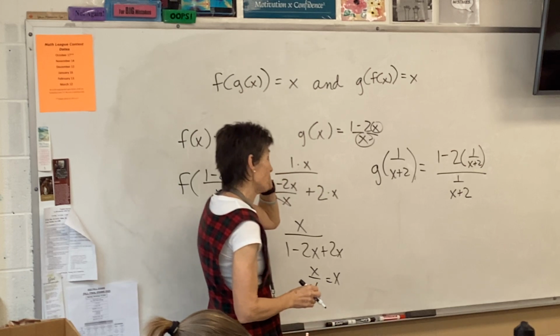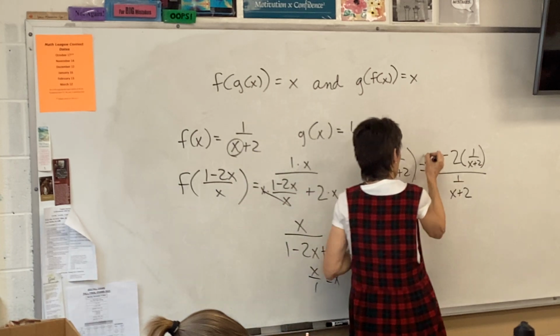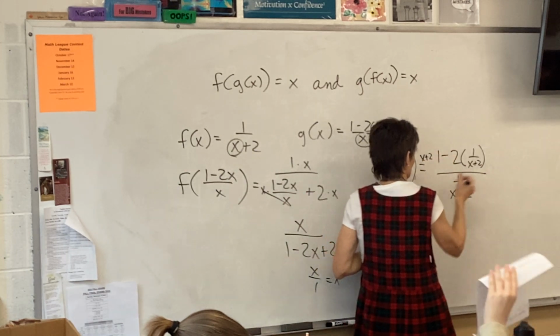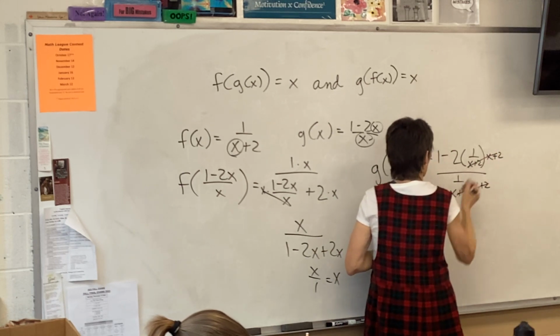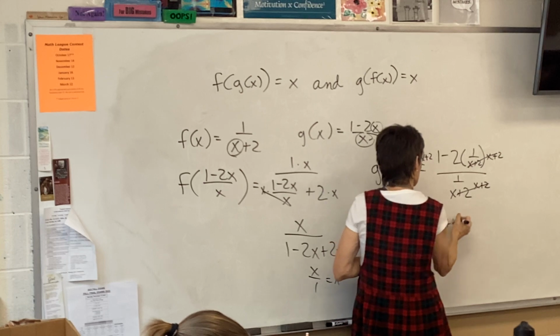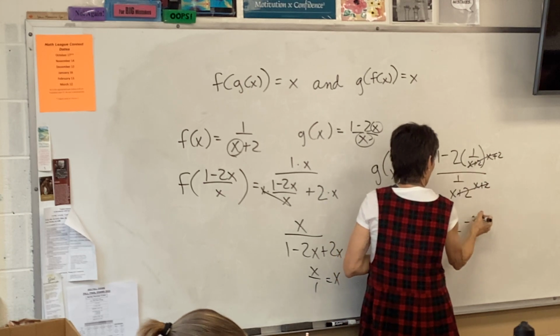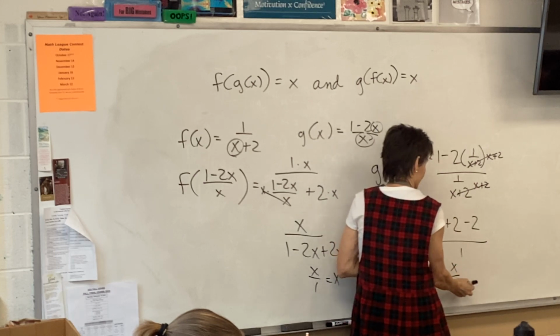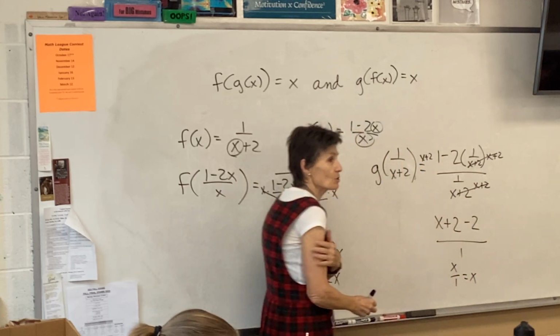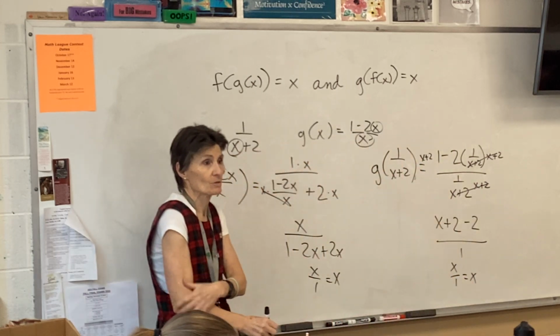Now you can clean that up any way you want. I think I'll just multiply by x plus 2. So I have x plus 2 minus 2 over 1. There it is. So they are indeed inverses.